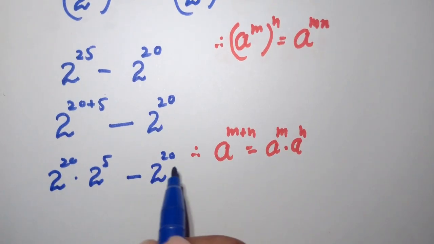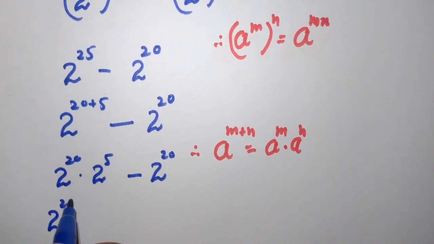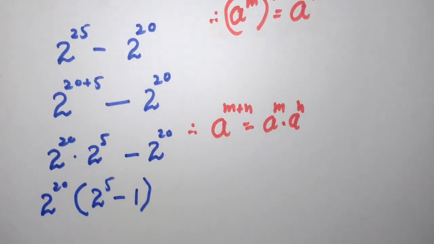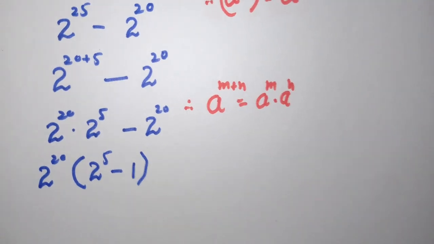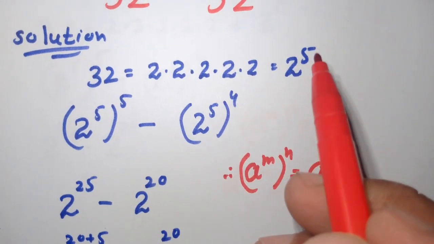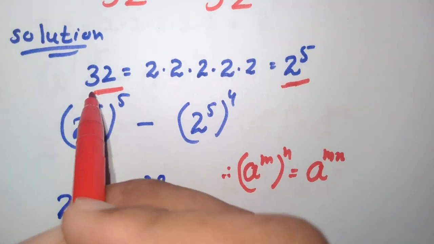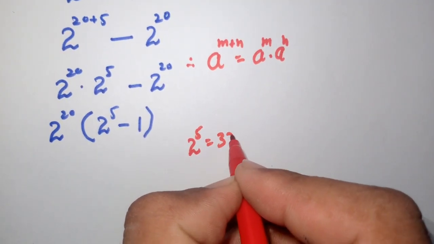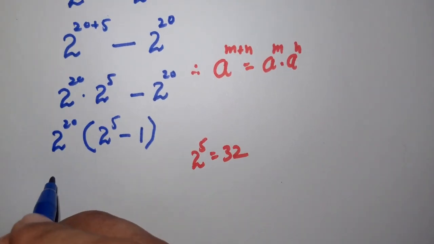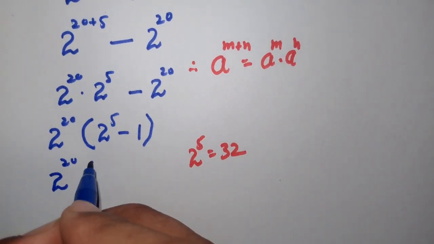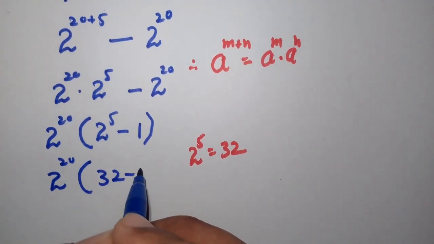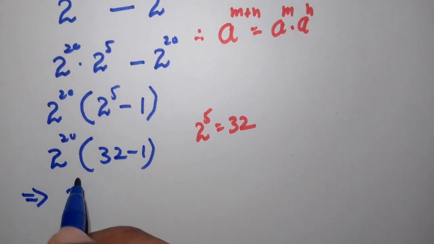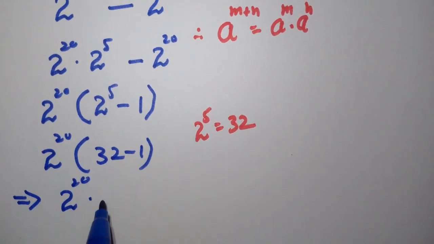Now we have to take 2 to the power of 20 common. So 2 to the power of 20 bracket 2 to the power of 5 minus 1. Here we also know that 2 to the power of 5 is equal to 32. So we put here 2 to the power of 5 is equal to 32. This will become 2 to the power of 20 bracket 32 minus 1. This will become 2 to the power of 20 times 31, since 32 minus 1 is equal to 31.